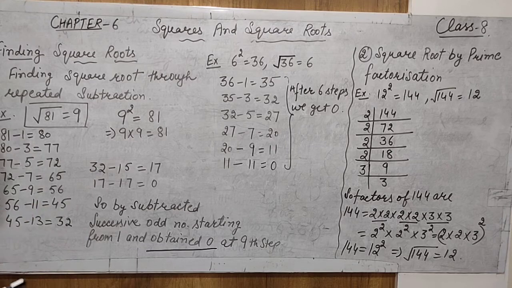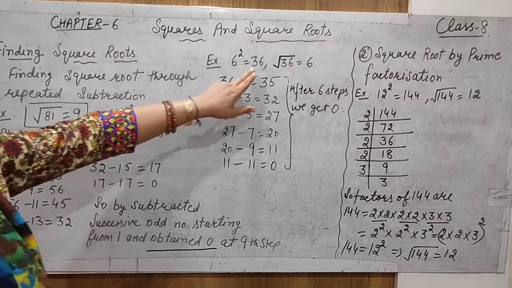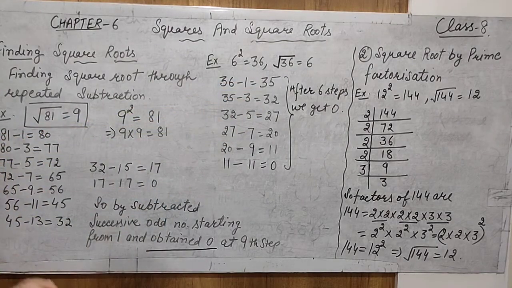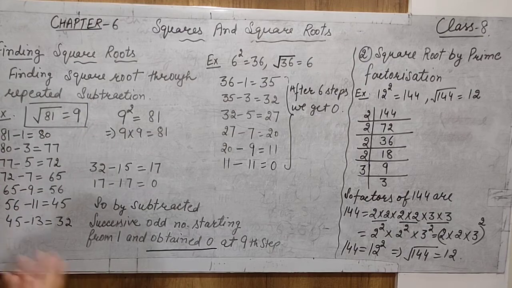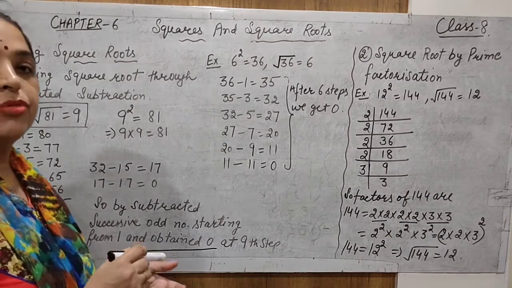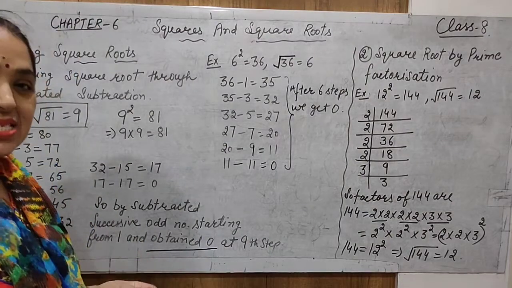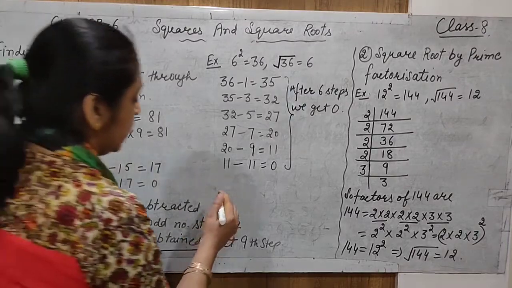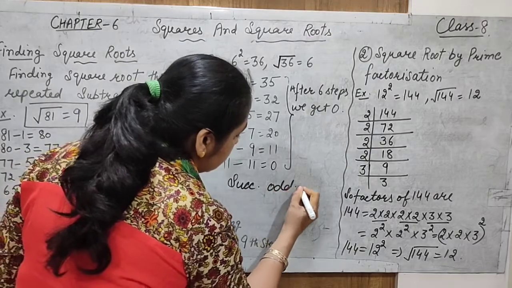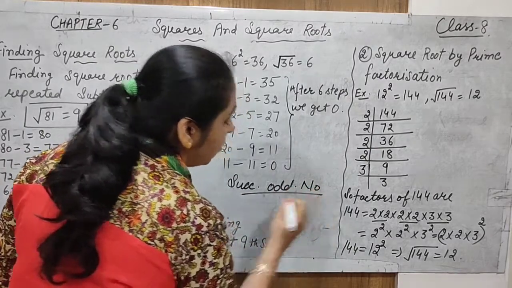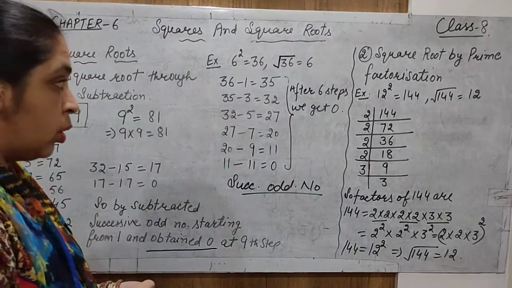Let us see one more simple example. 81 is an odd number. Suppose we have an even number, say 36. We want to find the square root of 36 using repeated subtraction. What are we going to subtract? We have to subtract successive odd numbers, starting from 1 always.